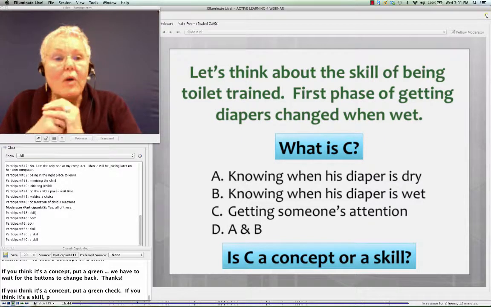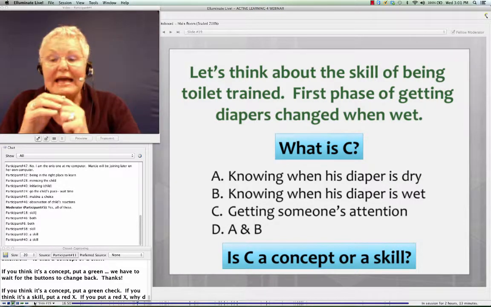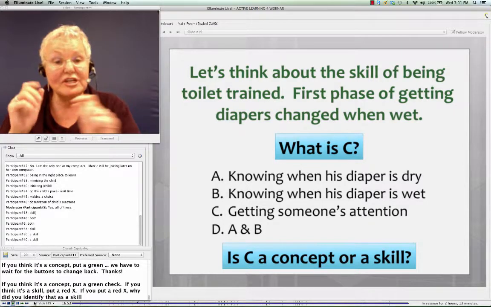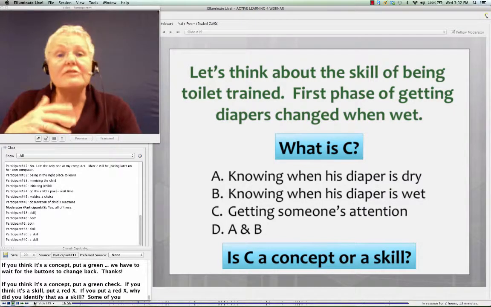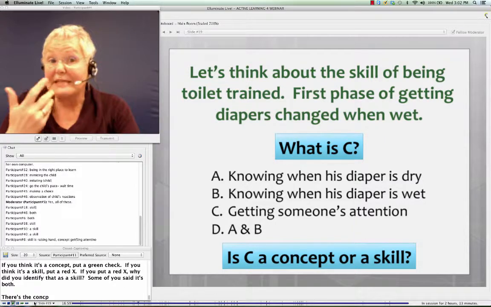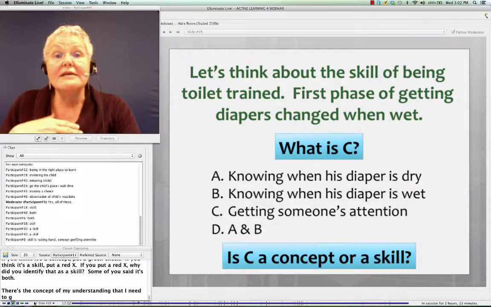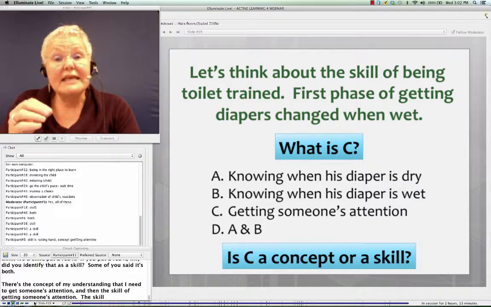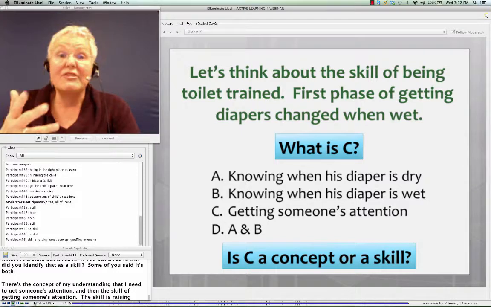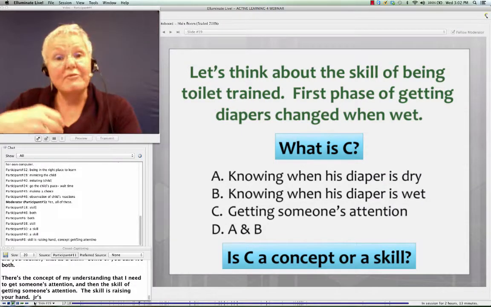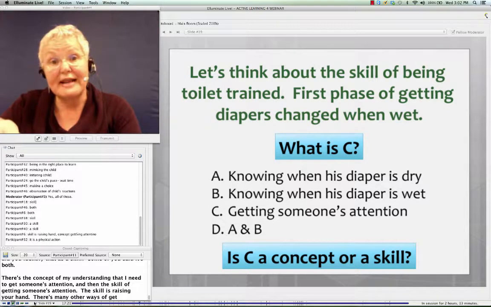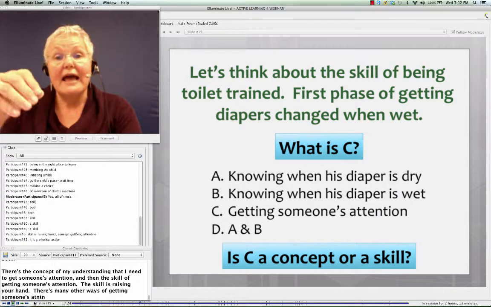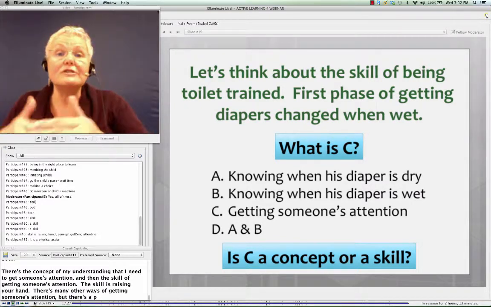So why did all of you who put the red X identify that as a skill of getting someone's attention? And some of you said it's actually both. So there's the concept of my understanding I have to get someone's attention, and then there is the skill of my getting someone's attention. And the skill is raising your hand. I mean, there are many other ways I can get someone's attention, but I'm physically doing something. There's an action that I'm doing. Thanks, Tanya. That physical action is what turns that into a skill.